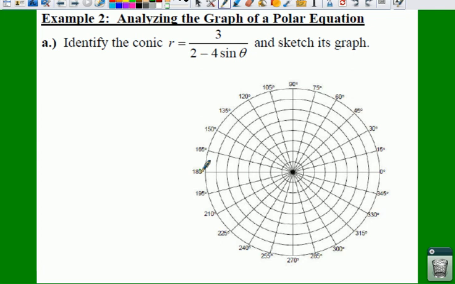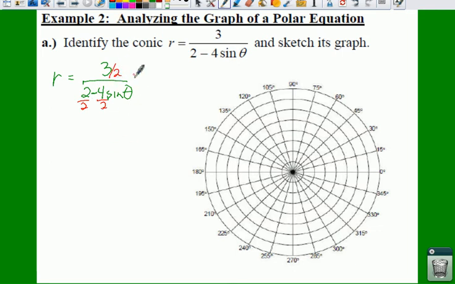For example 2, we're going to analyze the graph of a polar equation. We need to identify our conic, r equals 3 over 2 minus 4 sine theta, and then sketch its graph. Don't freak out yet about the sketching, but you can freak out a little bit. Starting with the equation, remember we need to get a 1 out in front of the plus or minus. So we need to divide everything by 2.